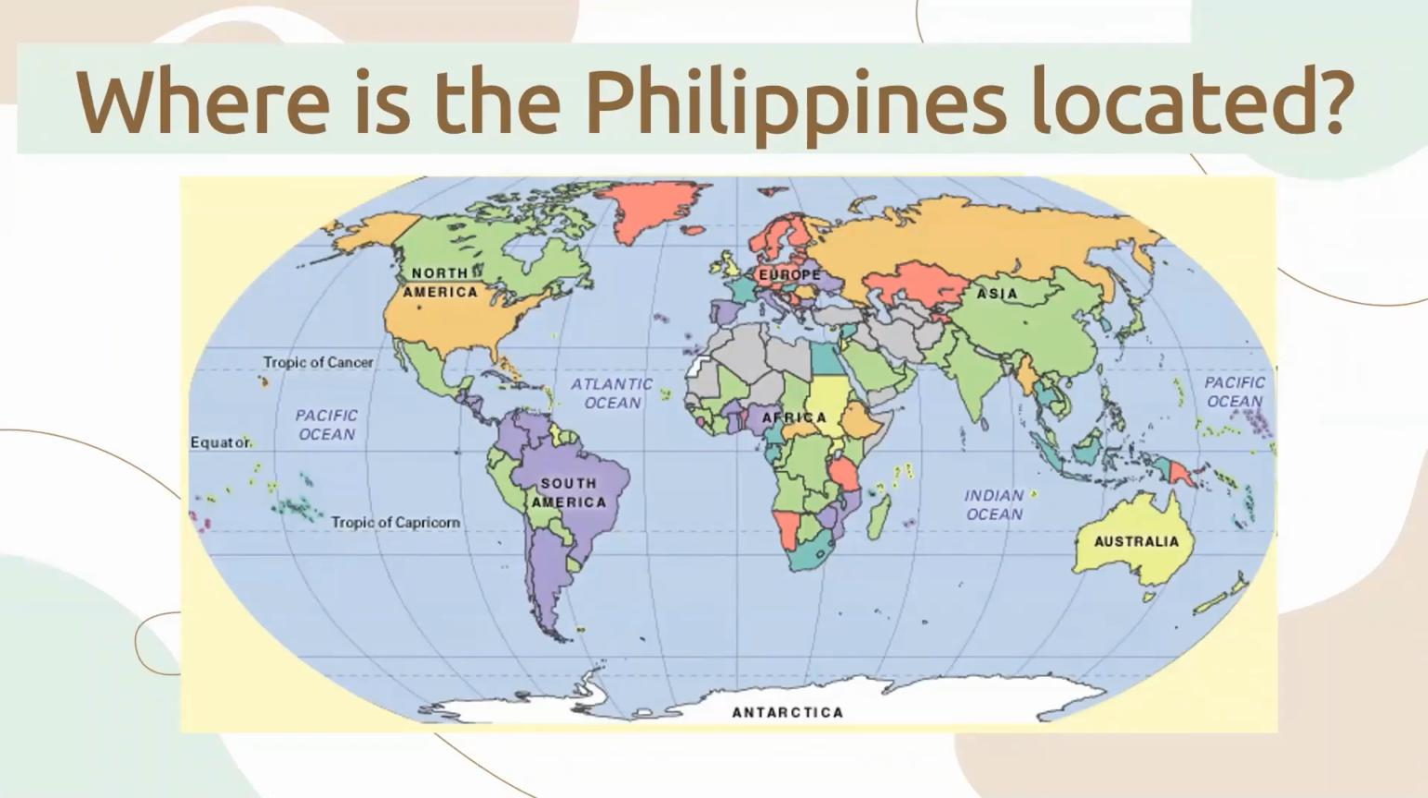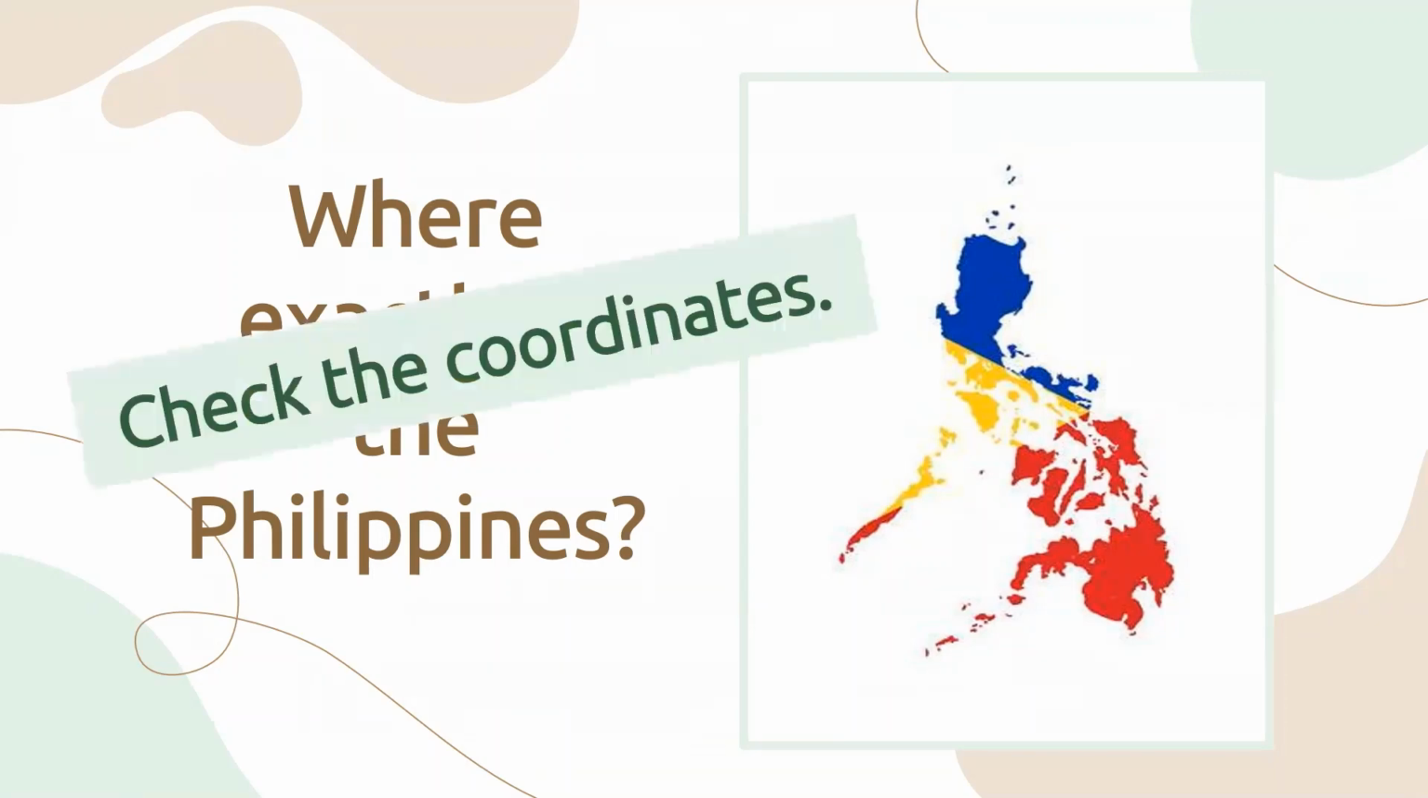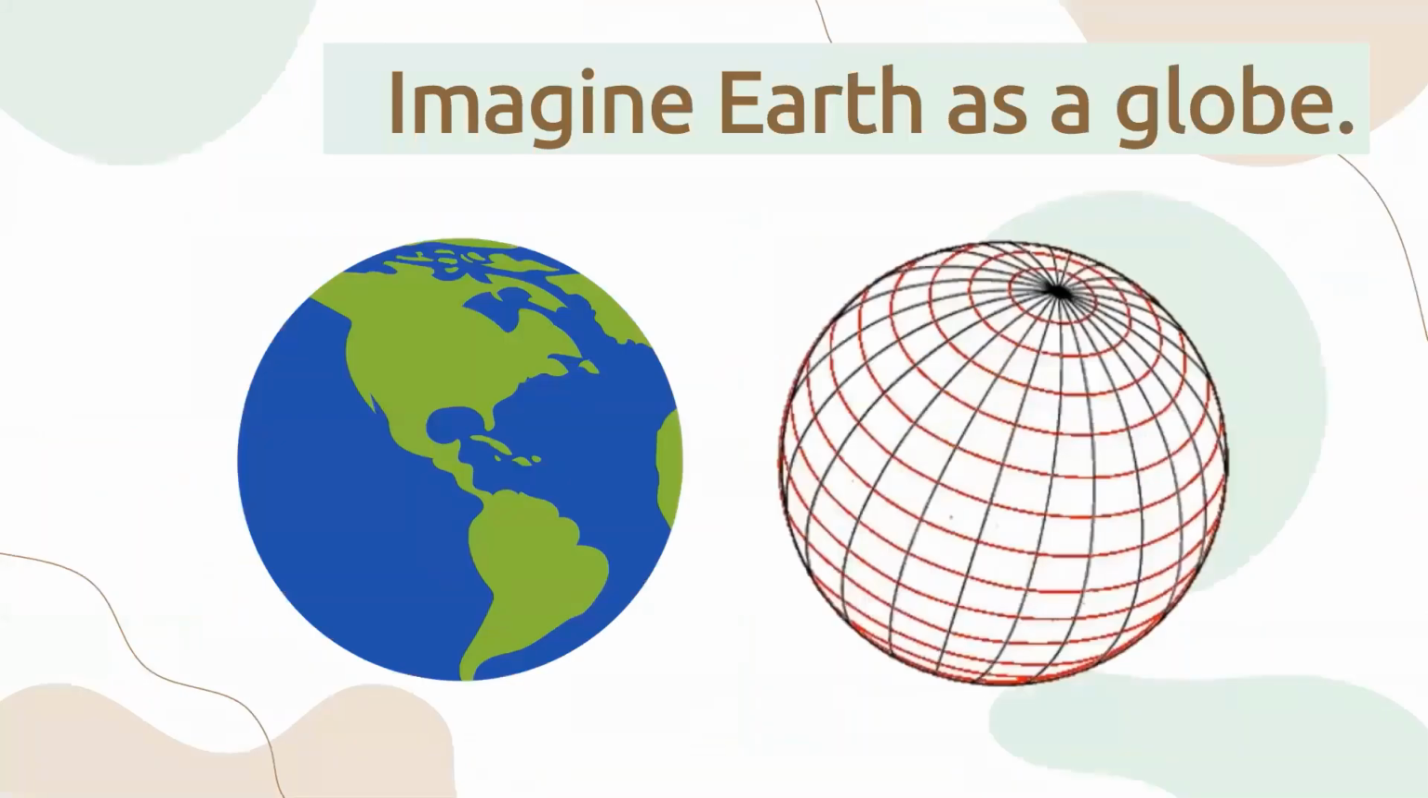Where is the Philippines located? The Philippines is on Earth, of course. You might also say it is in Asia or it is near the equator, as what your Araling Panlipunan teacher taught you in the past. But where exactly is the Philippines? To answer this question, you have to learn a new skill: checking coordinates by determining a place's latitude and longitude.